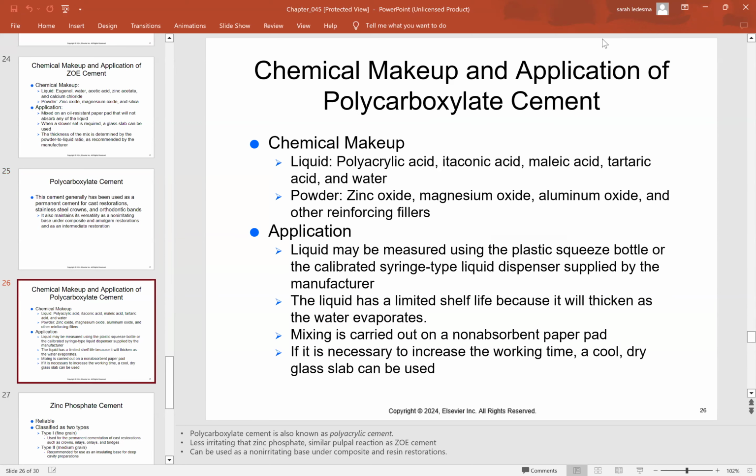So this is provided as a liquid and a powder. The liquid may be measured using a plastic squeeze bottle or a syringe type. The liquid has a limited shelf life because it thickens as the water evaporates. Mixing is carried out on a non-absorbent paper pad. If it's necessary to increase the working time, we can use that glass slab.